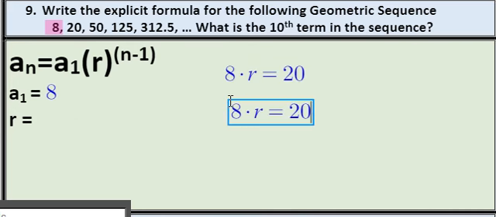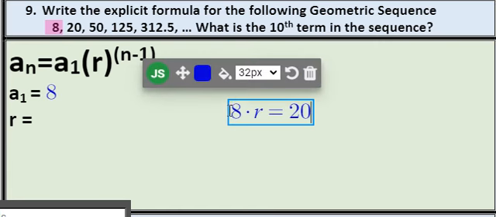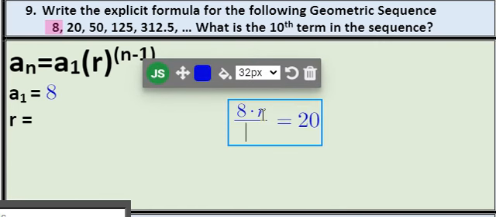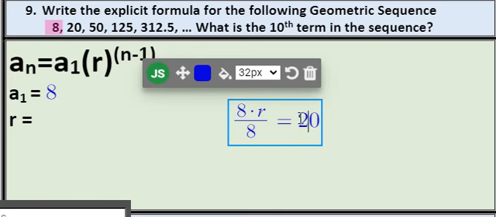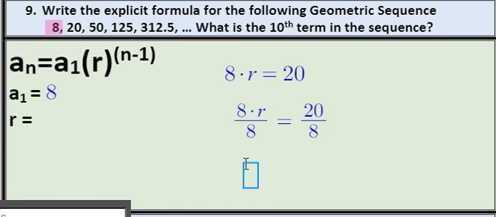So the next step is to actually determine the value for R. So I need to get R alone. So I divide both sides by 8. And unfortunately, this isn't the most pleasant number because we do get a decimal. R is actually 2.5. So I come over here and R is 2.5.